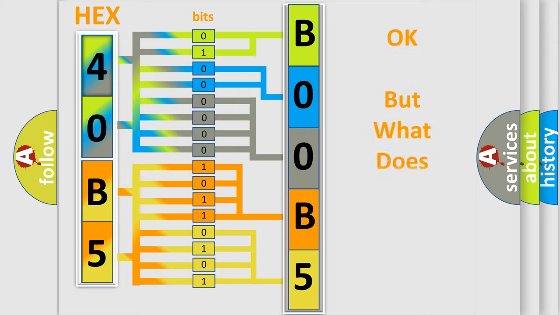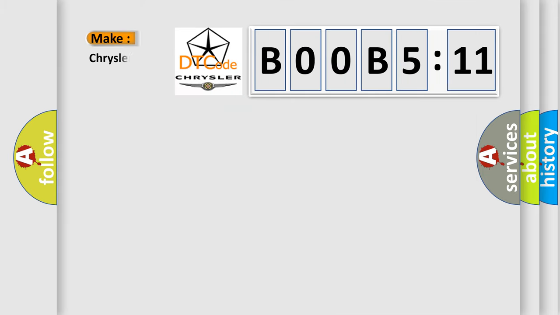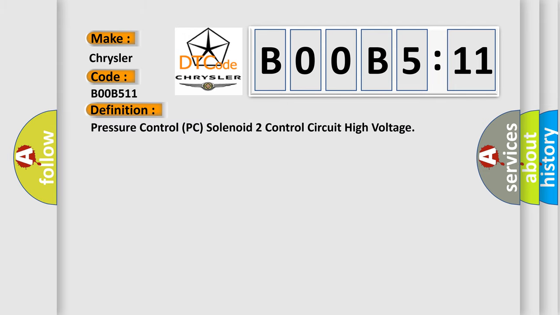The number itself does not make sense to us if we cannot assign information to what it actually expresses. So, what does the Diagnostic Trouble Code B00B511 interpret specifically for Chrysler car manufacturers? The basic definition is: pressure control PC solenoid 2 control circuit high voltage. And now this is a short description of this DTC code.